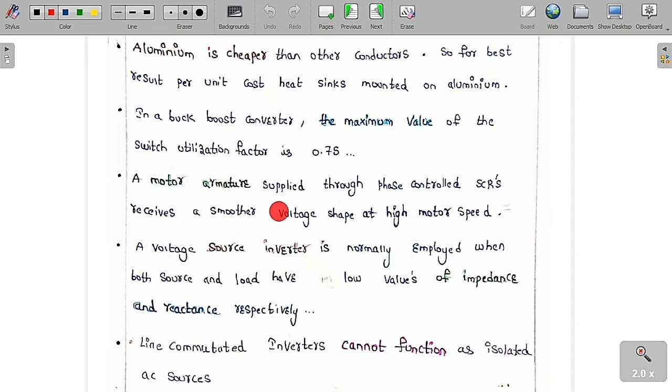A motor armature supplied through phase control SCRs receives a smoother voltage shape at high motor speed. Because of these phase control SCRs, we convert the AC to DC. If the speed of the motor is very high, then this DC voltage has a very smooth waveform shape.